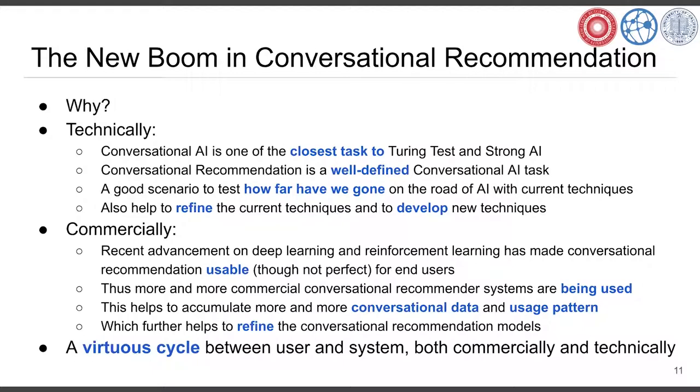Another perspective, commercially, is that recent advances in deep learning and reinforcement learning have made conversational recommendation largely usable for end users. Because of this, more and more commercial conversational recommendation systems are really being used by users. This helps to accumulate more and more conversational data and usage patterns from these systems. With this data and usage pattern, it further helps us to refine the conversational recommendation models, for example, the deep learning models. So because of this, a virtuous cycle has been built between the user and the system, both commercially and technically. This gives a new boom to the research and the application of conversational recommendation systems.